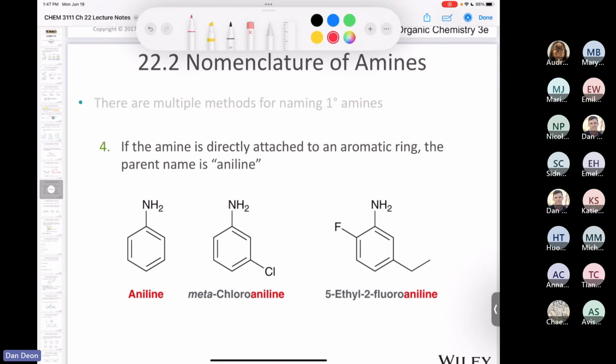Next thing is if your amino group is attached directly to an aromatic ring, that's some derivative of aniline, and you had to memorize the structure or the name of aniline quite a while ago. So this compound here, we could call metachloroaniline, or you could call it 3-chloroaniline. Here you want to give the substituents the lowest possible numbers. So you would number counterclockwise, 1, 2, 3, 4, 5. So you have 5-ethyl-2-fluoroaniline, et cetera.